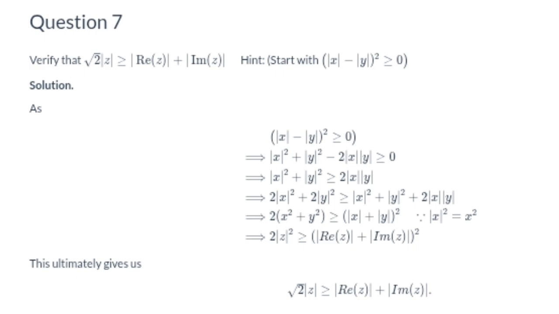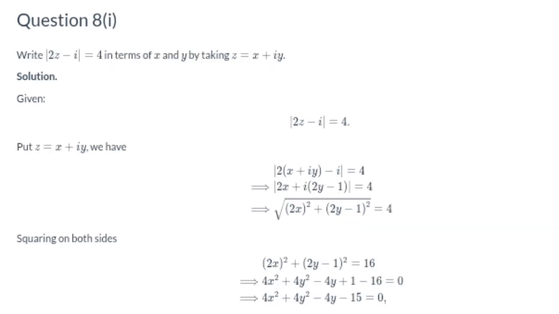Starting point. We begin with the true statement that (modulus of Re of z minus modulus of Im of z) squared is greater than or equal to 0. Expand and rearrange. Expanding and rearranging the terms allows us to show that 2 modulus of z squared is greater than or equal to (modulus of Re of z plus modulus of Im of z) squared. Final step. Taking the positive square root of both sides leads directly to the required inequality. Square root of 2 times modulus of z is greater than or equal to modulus of Re of z plus modulus of Im of z.